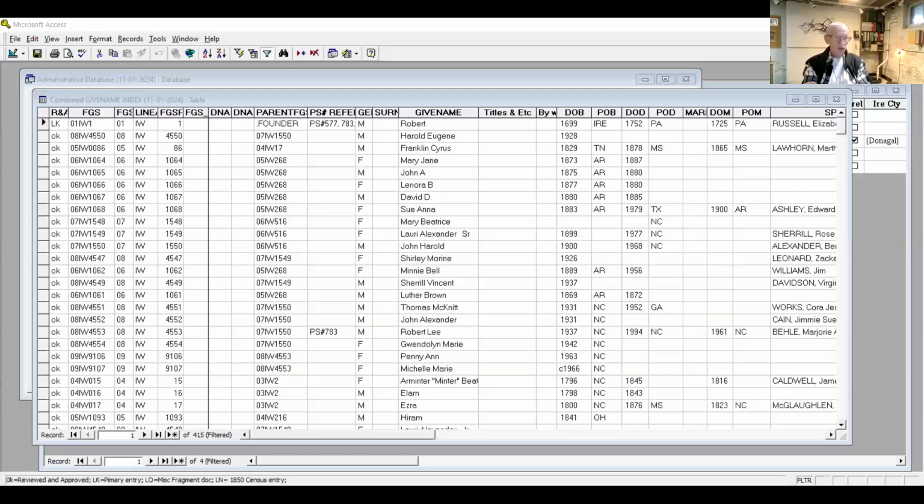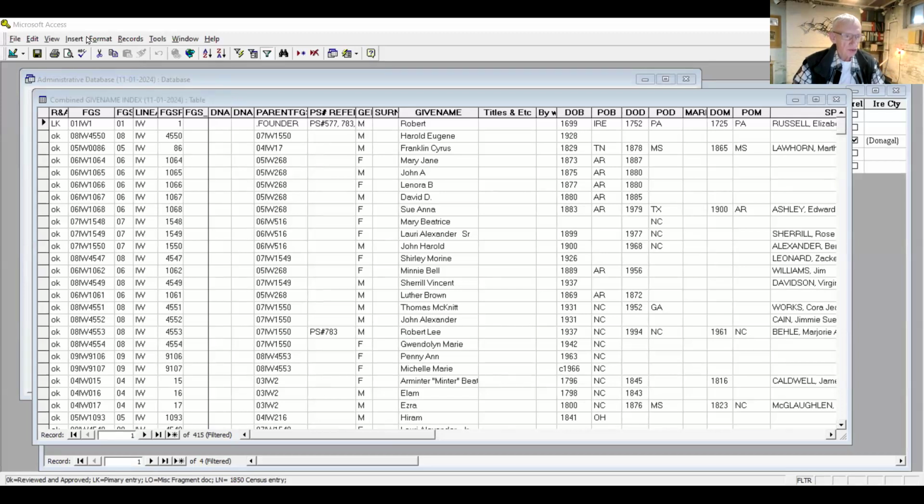Okay. What you're seeing now is a section of the given name index. What I've done here is take a look at the, let's see how I can say this. This happens to be a report of the people in lineage key IW.